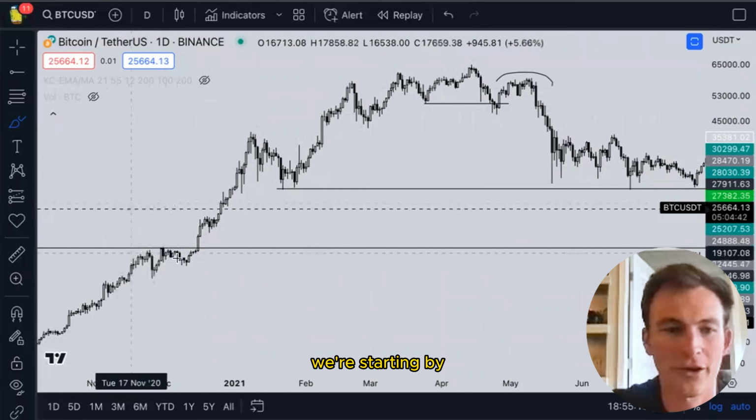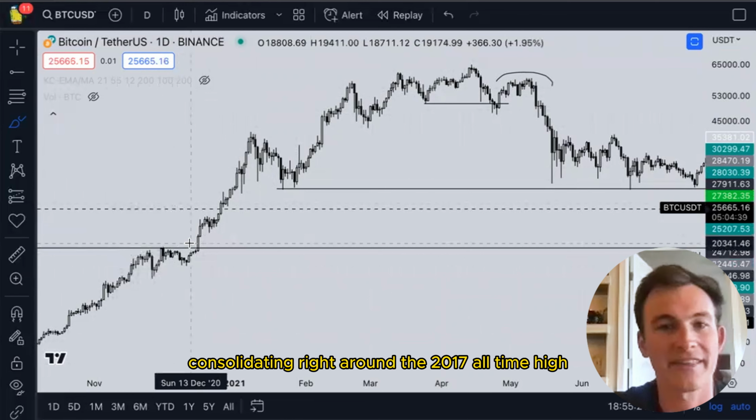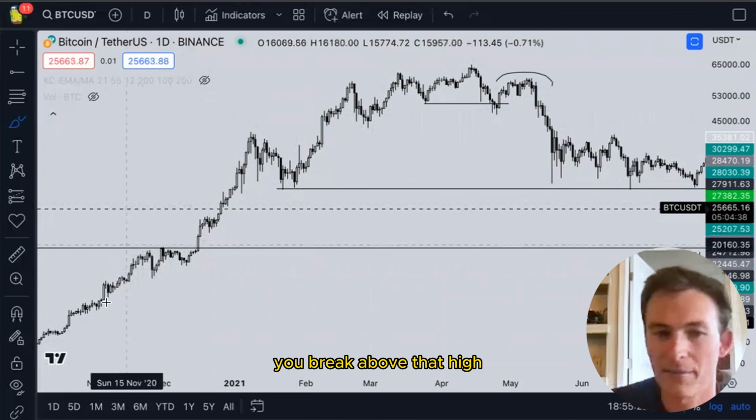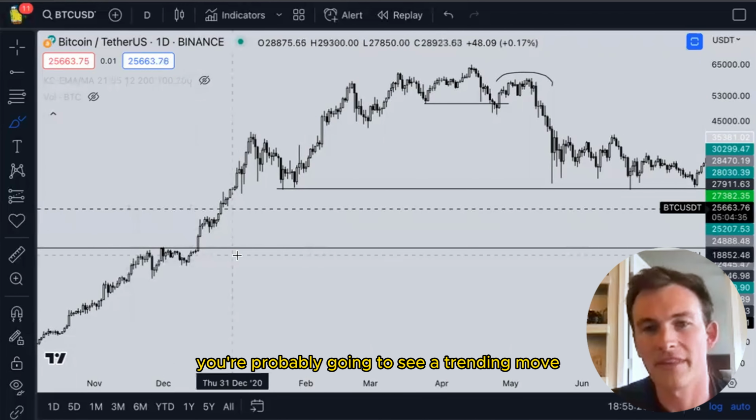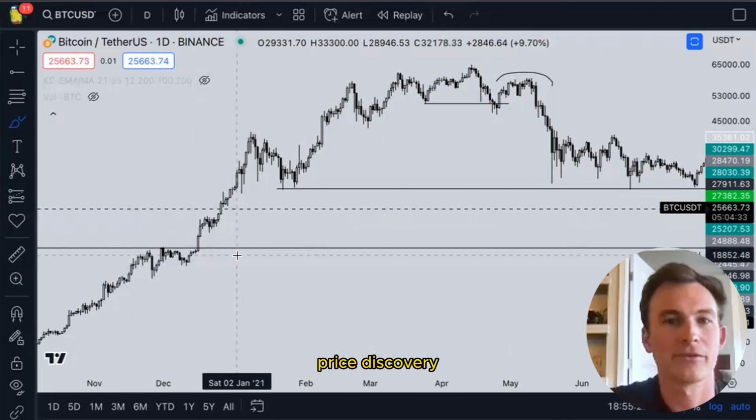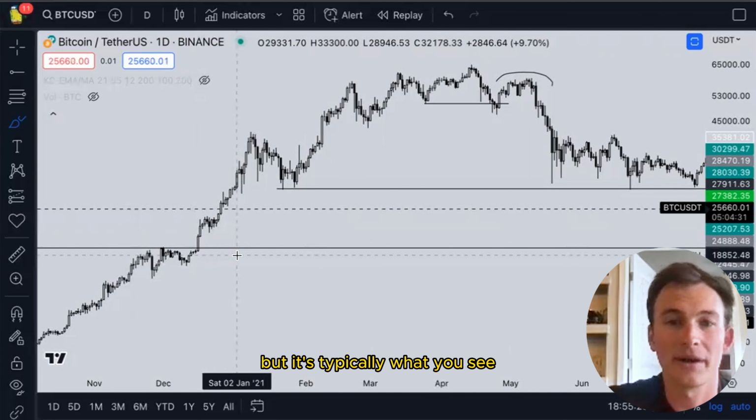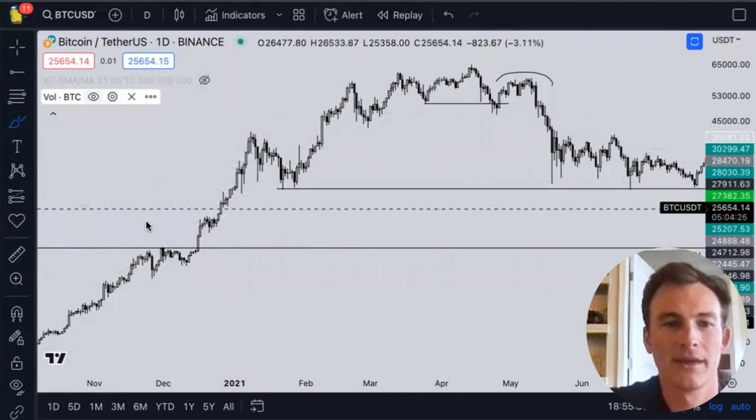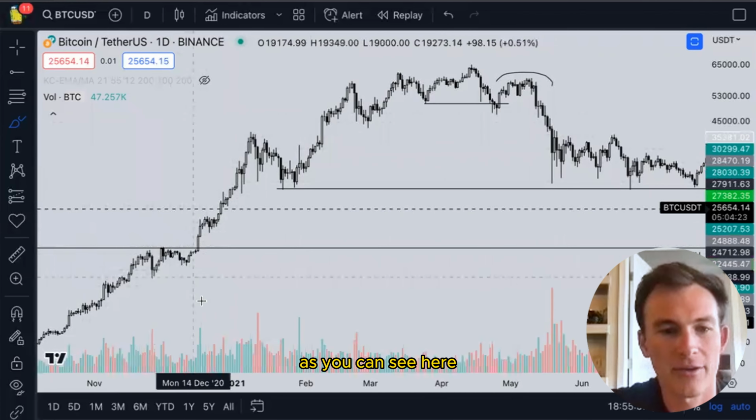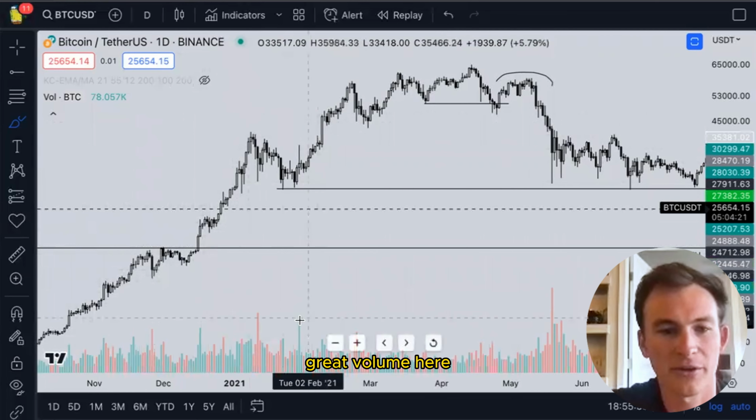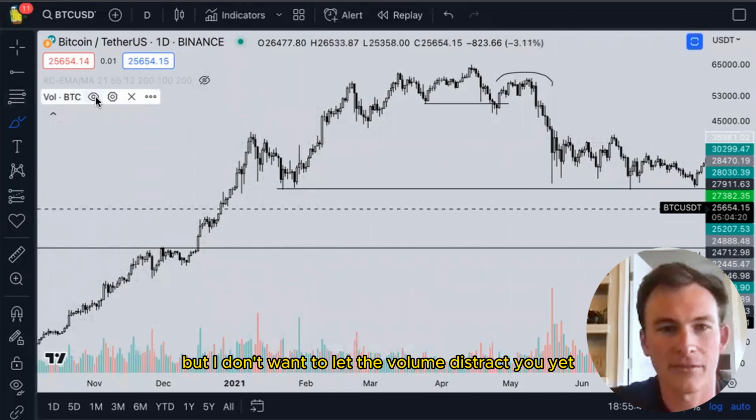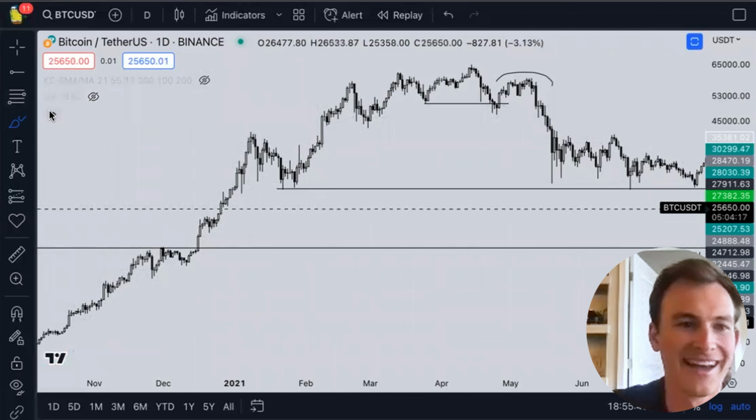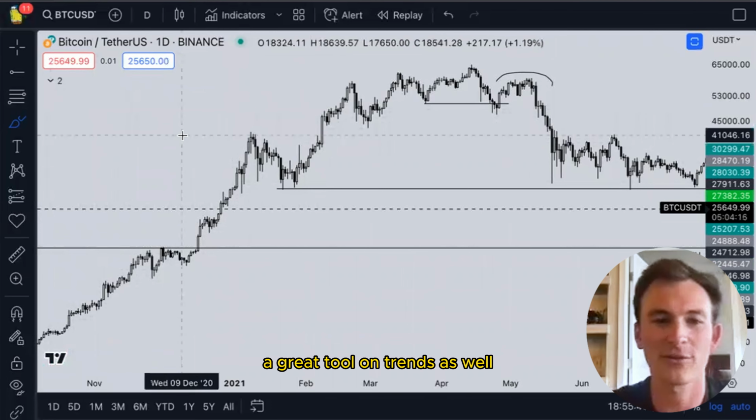For example, we're starting by consolidating right around the 2017 all-time high. You break above that high, you're probably going to see a trending move. Price discovery, it's not like a rule, but it's typically what you see, especially when you have volume to support it. As you can see here, we got great volume here, but I don't want to let the volume distract you yet, because volume's a great tool on trends as well.